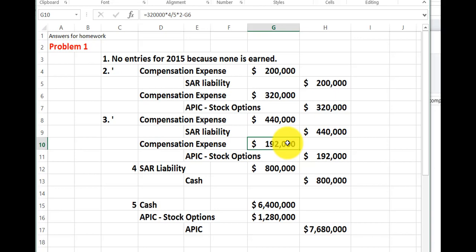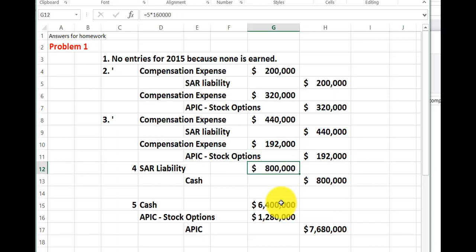and then subtract what we have recorded from previous years. In this case, there's only one previous year, the 320 from last year. So we get 192 to debit compensation expense and credit APIC stock options. So if it would have been year 3, then we'd subtract all compensation expense from the previous 2 years. So fast forwarding to the end of our plan when we actually have to pay people out.